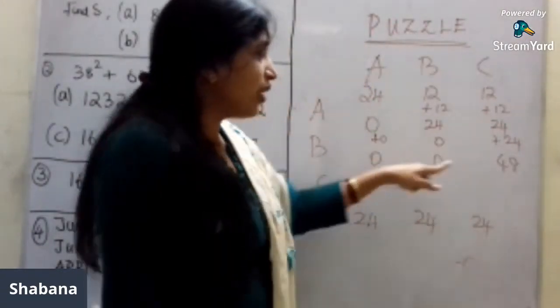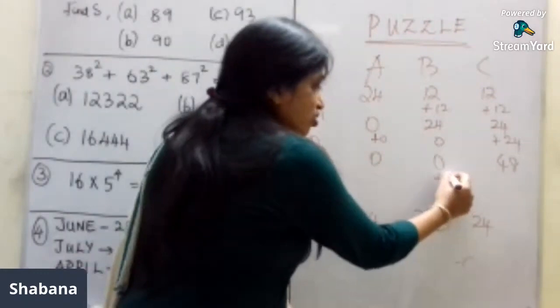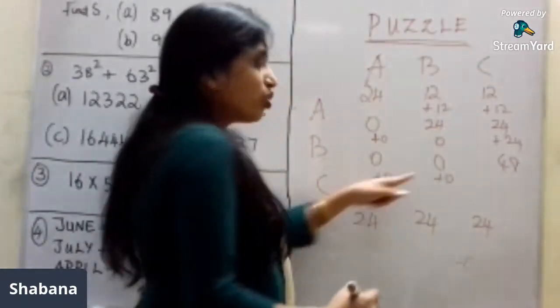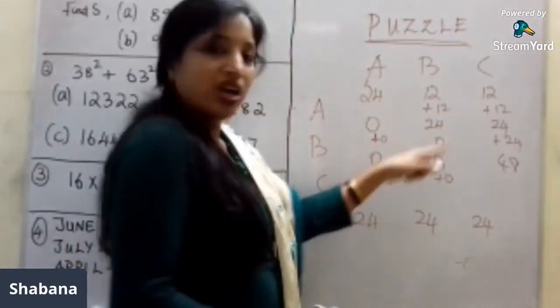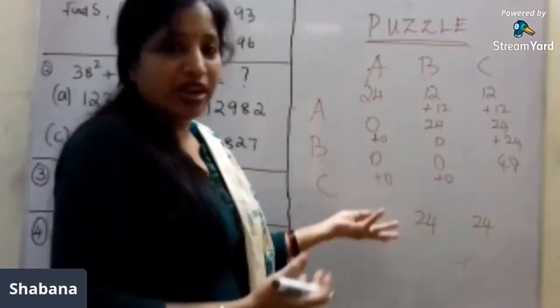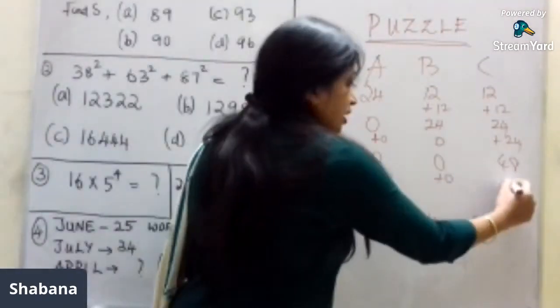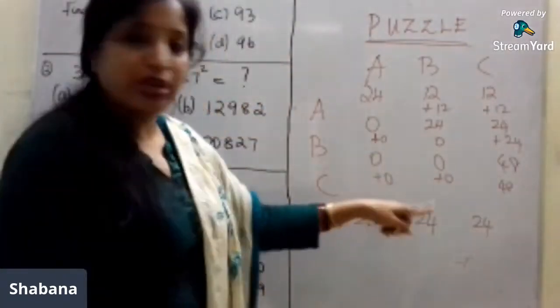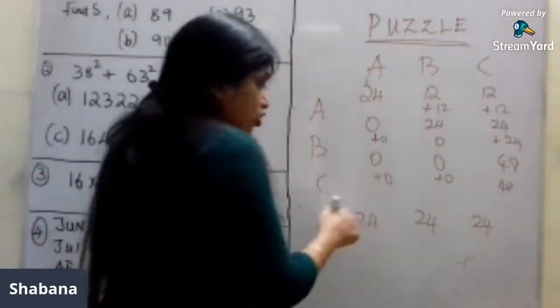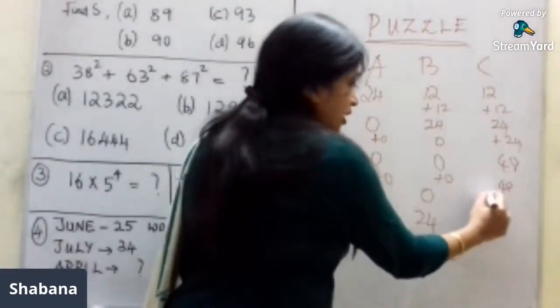Okay, so C is going to give 0 tractors to A and 0 tractors to B. Ultimately, C gives no tractors to A and B, so C has the same number of tractors, which should be 48. So at the end, it must not be 24, 24, 24, and it should have been 0, 0, and 48.